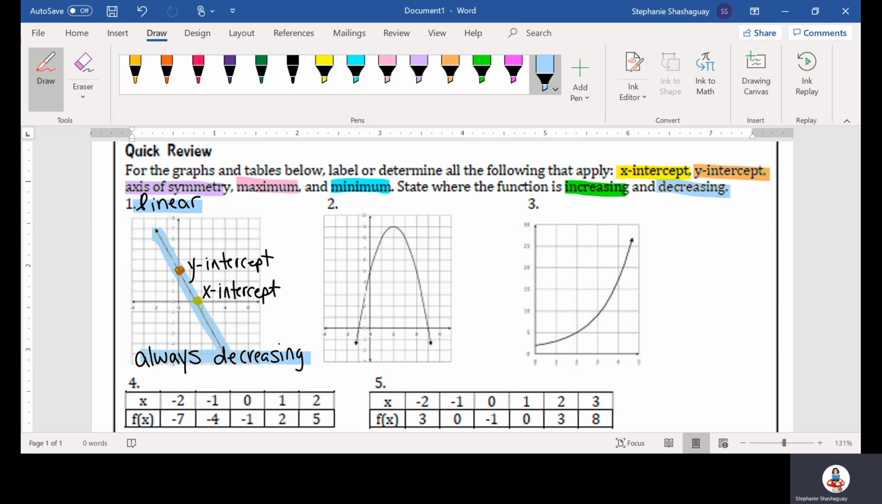In graph number 2, we have two x-intercepts. Those are the x-intercepts. Our y-intercept is right there. Our axis of symmetry is going to cut right through the middle of that vertex. That's the axis of symmetry.